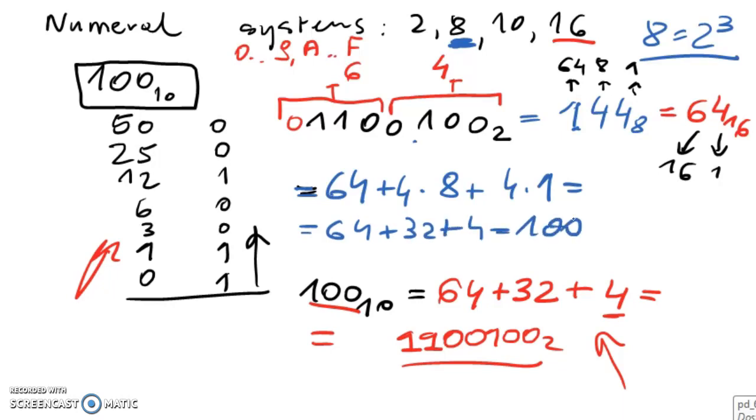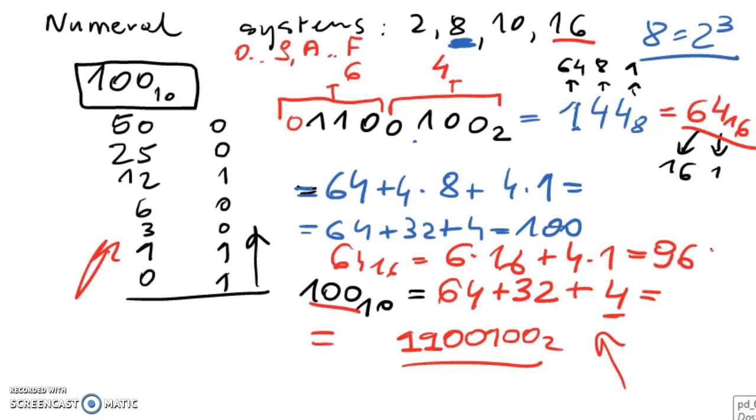It is 100. And similarly for this, you've got the 64 in hexadecimal, which is equal to 6 times 16 plus 4 times 1. It is the unity position. It is equal to 96 plus 4. It is 100 in decimal.